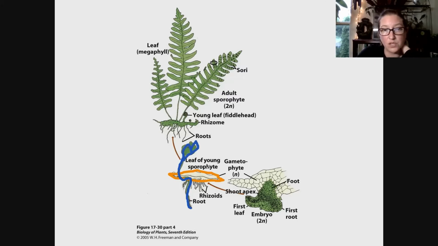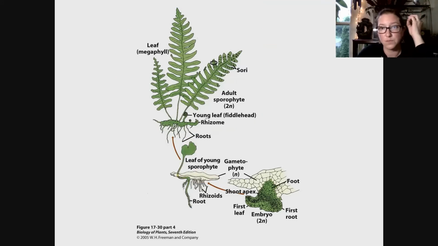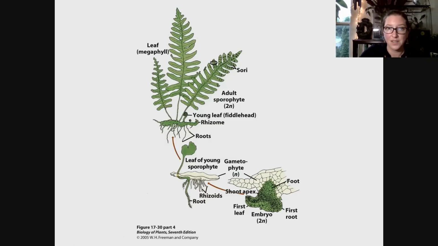Eventually the gametophyte plant will just disintegrate, and the new mature sporophyte plant will go on its own independently because it's the dominant generation. As a reminder, in all the vascular plants, the dominant generation is the sporophyte. And in all the non-vascular plants, the dominant generation is the gametophyte. We talked about that at the top of the class. Okay, notice new leaves emerging as what? Fiddleheads, because only ferns have fiddleheads.